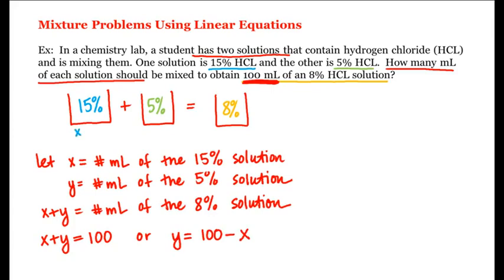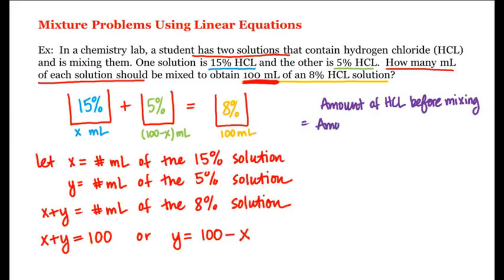We're mixing X milliliters of the 15% solution with Y, or 100 minus X milliliters of the 5% solution to obtain 100 milliliters of an 8% hydrogen chloride solution. Now, what's important to realize here is that the amount of hydrogen chloride before mixing is equal to the amount of hydrogen chloride after mixing. We do not create more hydrogen chloride by mixing.